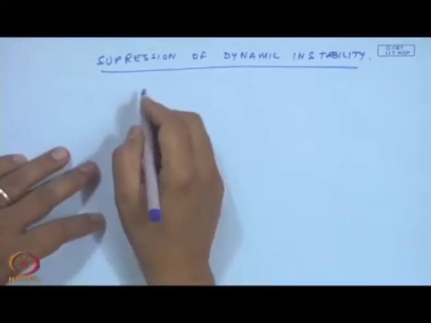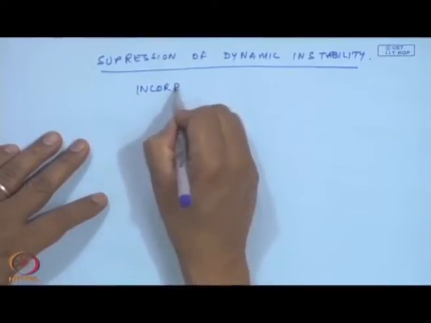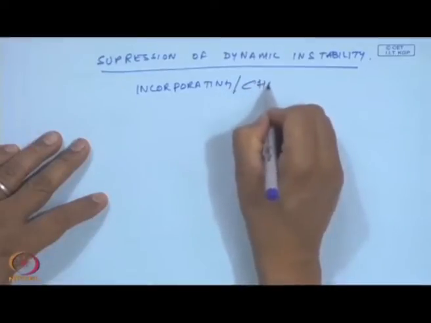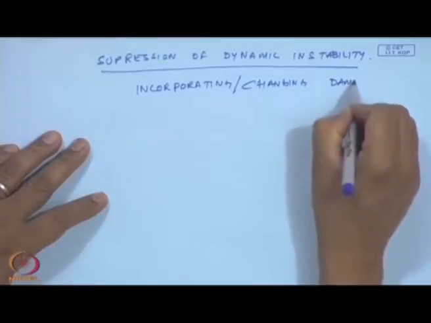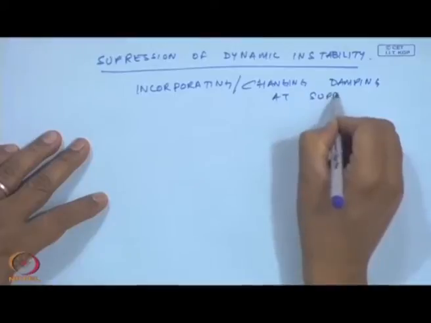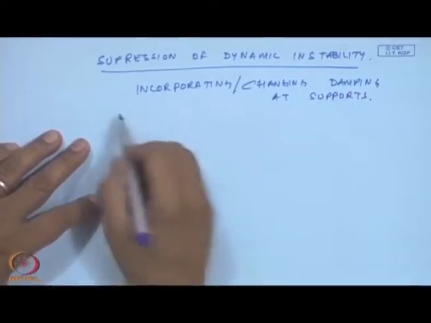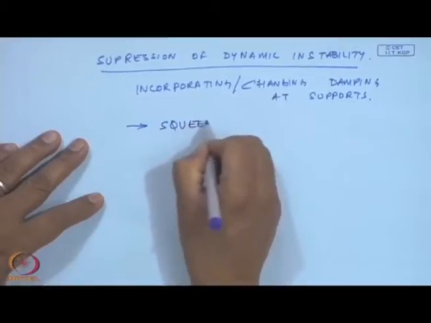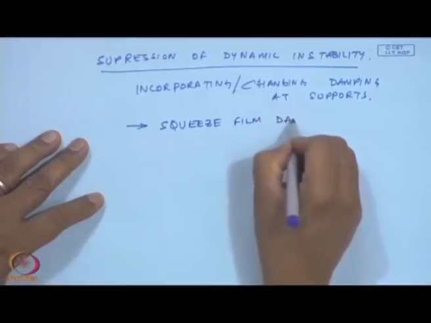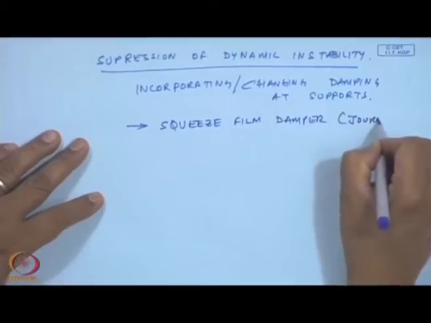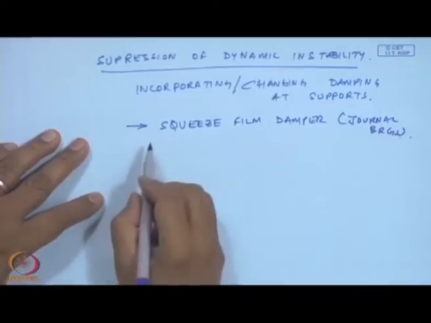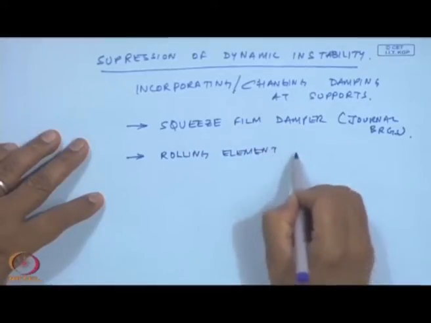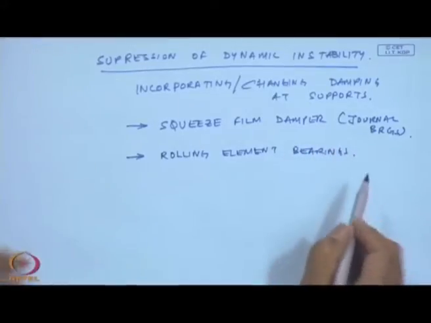This is essentially by designing or incorporating or changing damping at supports. And this has been possible by having what is known as a squeeze film damper in the case of journal bearings, and sometimes in rolling element bearings, which are essentially very high stiffness bearings, almost rigid supports.